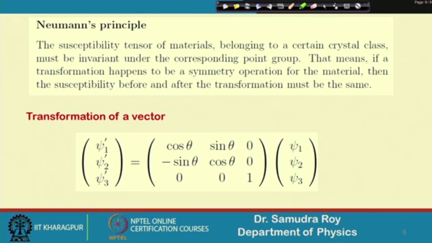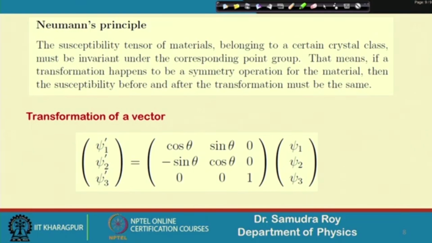Before going to Neumann's principle, let me remind you that in the birefringence process, where we try to generate the second harmonic, these birefringence effects happen inside crystals. Crystals are where we can have birefringence, for which we get phase matching, and this crystal should have some sort of symmetry. That means if I apply some kind of symmetry operation, the crystal will remain the same. Applying this condition, we get Neumann's principle.